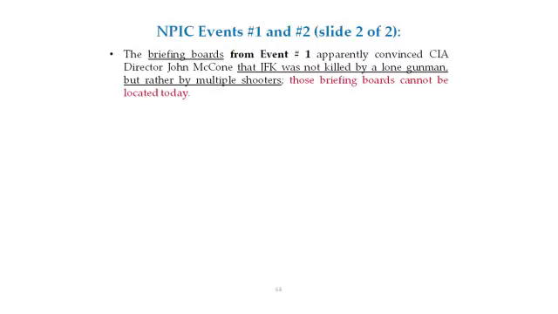It's important to understand that the briefing boards from event number one apparently convinced CIA Director John McCone that JFK was not killed by a lone gunman, but rather by multiple shooters. Those briefing boards from event number one cannot be located today. These briefing boards from event number one, made by Dino Brugione and his team, were much different in character from the briefing boards made at event number two, 24 hours later.